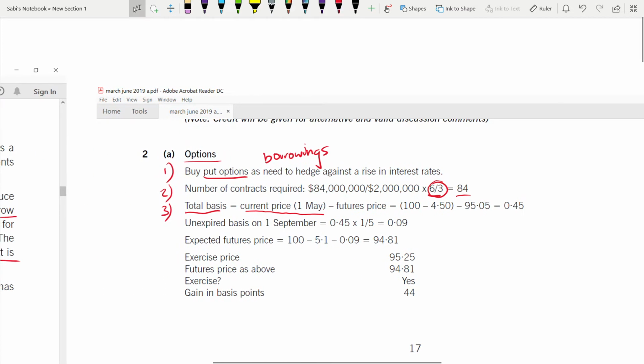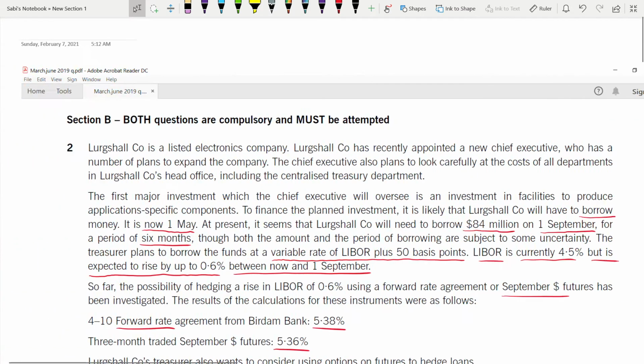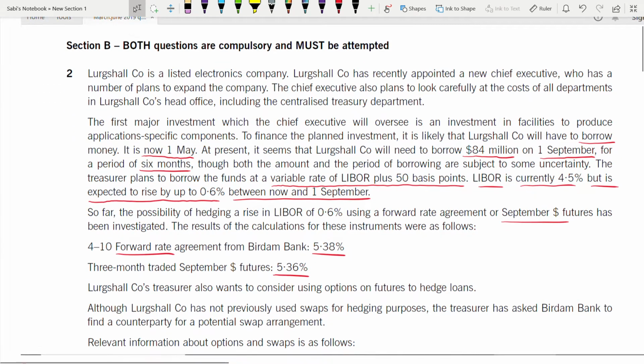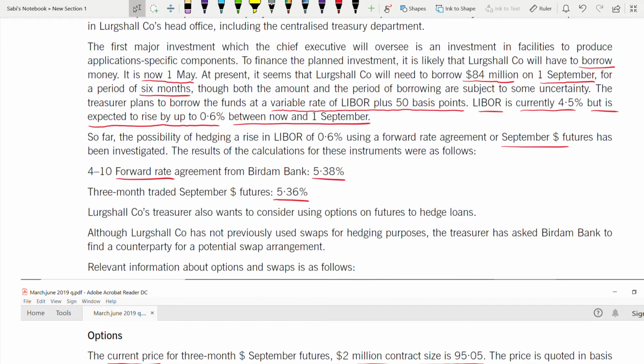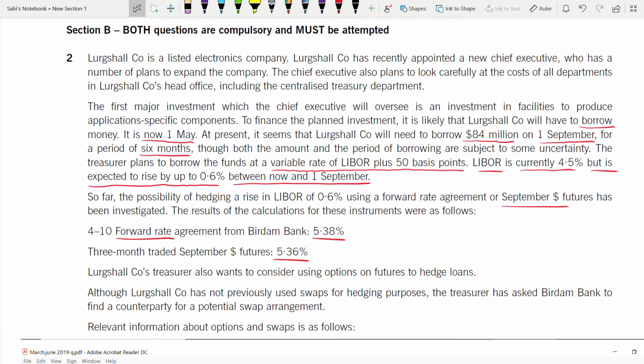Minus future price. So if you can see, the current price is 100 minus 4.5, that is 95.5. Let's go and see how it is. It is now 1st May. They have clearly told it is now 1st May, so from there itself you get the spot rate. Spot is LIBOR. LIBOR is currently 4.5%.